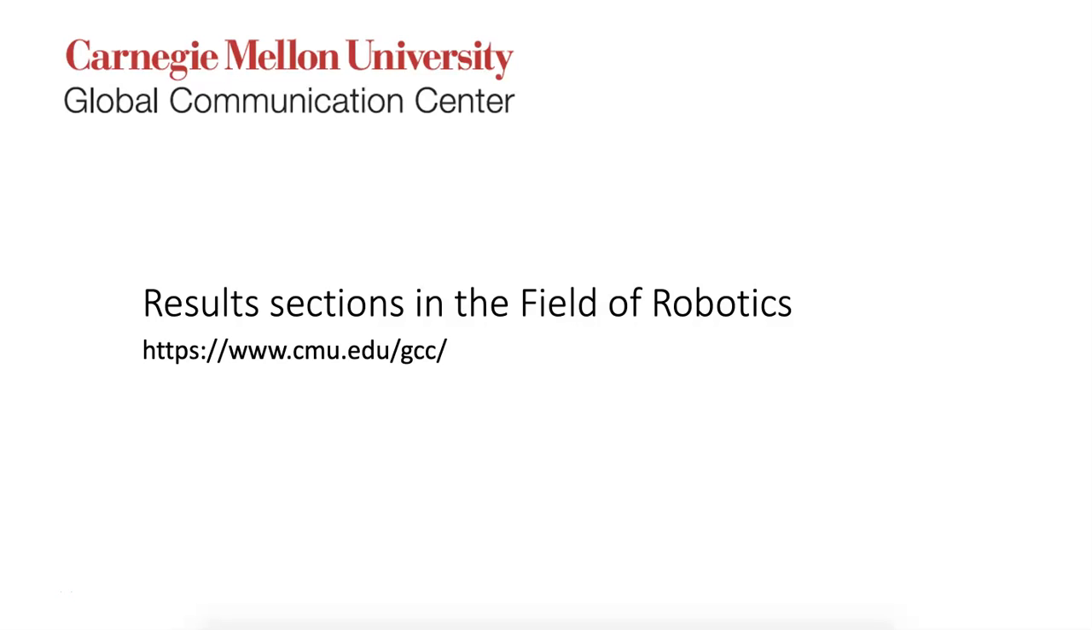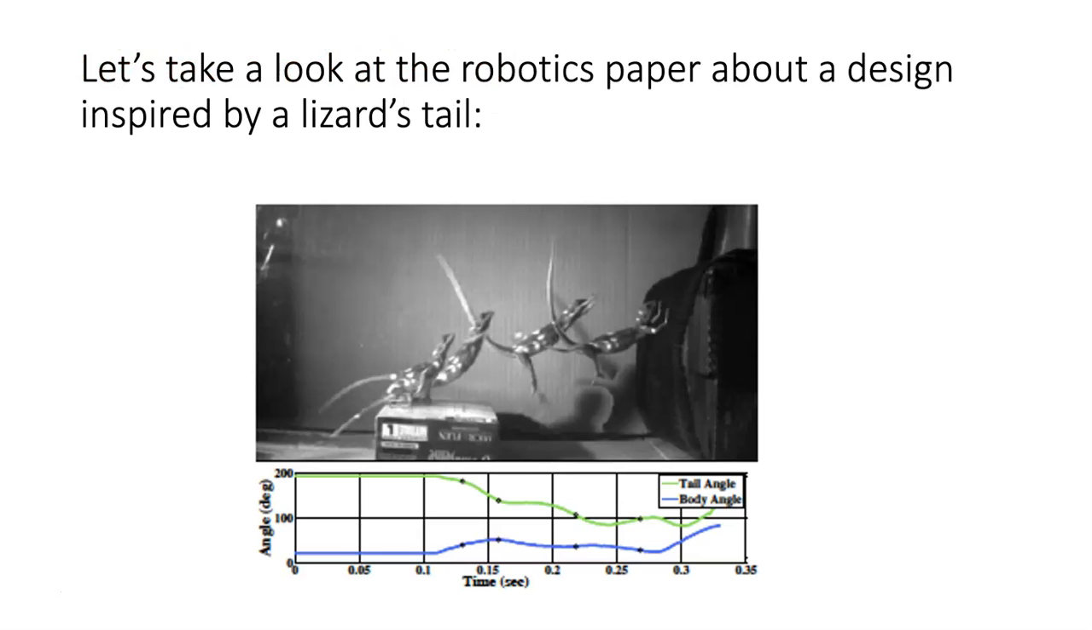This video is brought to you by the GCC and discusses results sections in robotics papers. As we read, we'll try to understand why the authors might have made certain decisions and what effect these choices might have on readers. Be sure to watch our video on the methods and design section before moving forward. We'll look at the same article that describes a robot inspired by a lizard's tail.